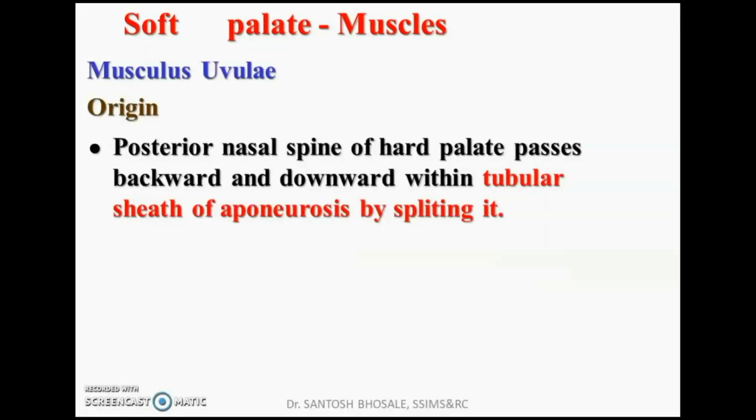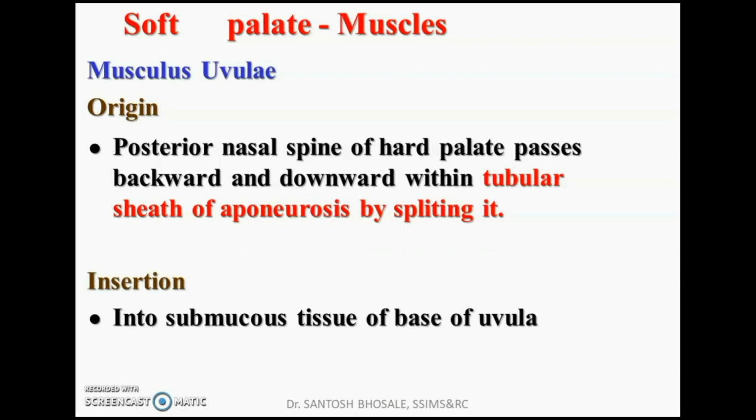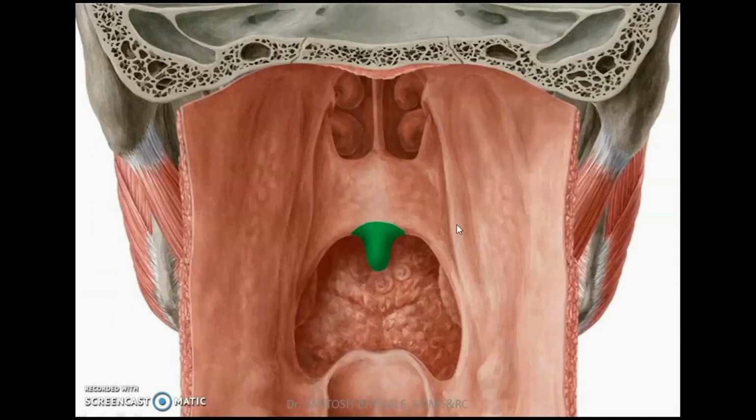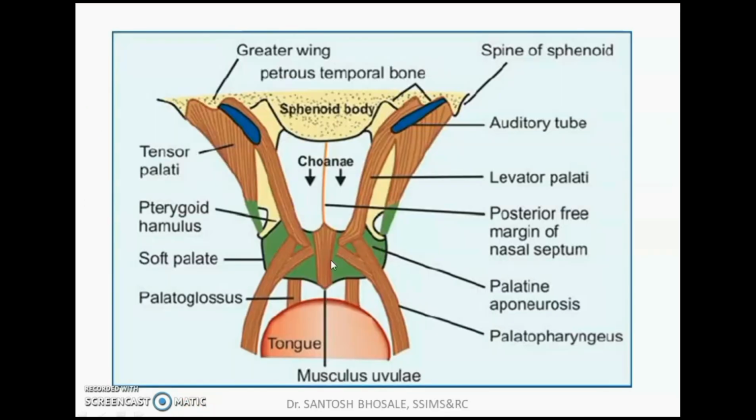And next is this midline muscle called as musculus uvulae. It splits the palatal aponeurosis. So it comes from the posterior nasal spine of the hard palate, runs backwards and downwards, and inserts into the submucous tissue of the uvula. The green colored structure is uvula. It inserts there. That's why it's called as musculus uvulae. So it pushes the uvula anteriorly.